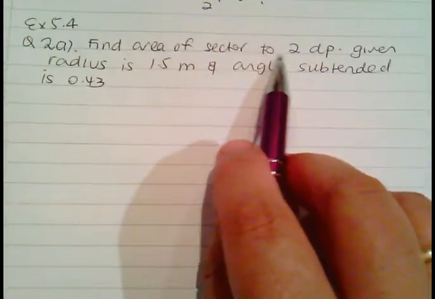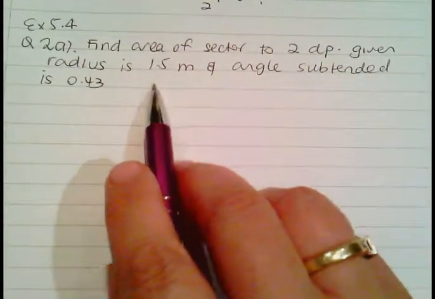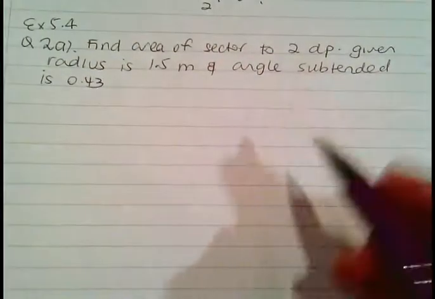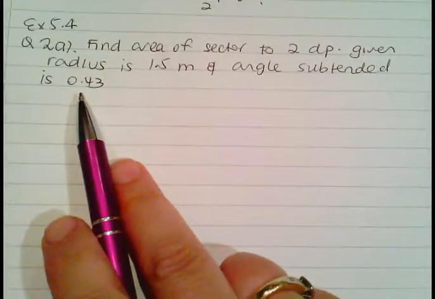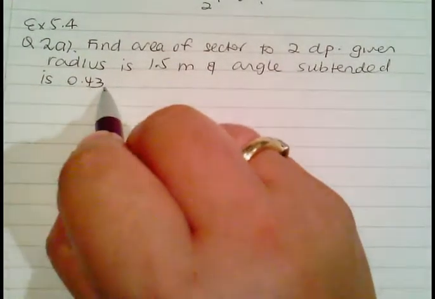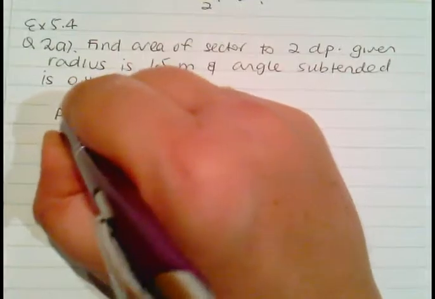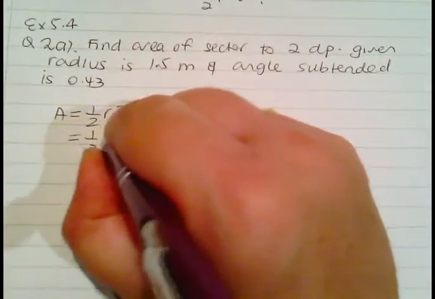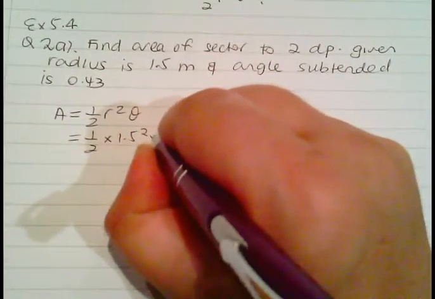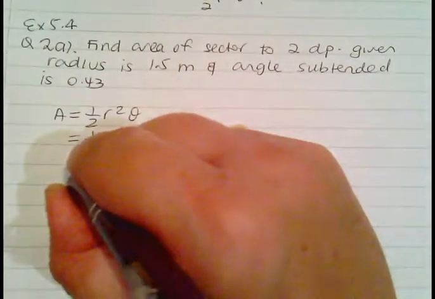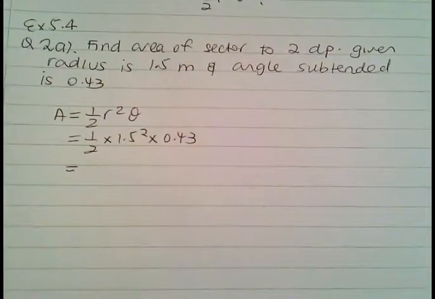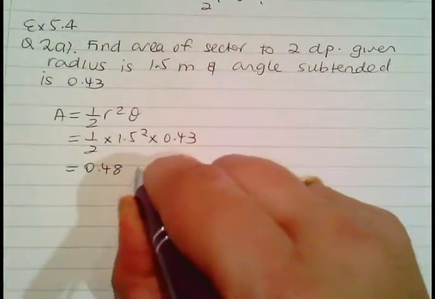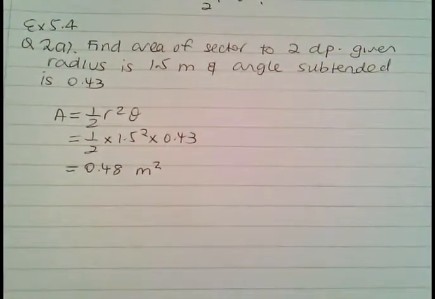Okay, the first question, question 2a, find the area of a sector to 2 decimal places given that the radius is 1.5 meters and the angle subtended is 0.43. Now this angle is given in radians, it's not in degrees. So area is a half r squared theta, which is a half times 1.5 squared times 0.43 radians. And just working that out, area is 0.48 to 2 decimal places, meters squared.